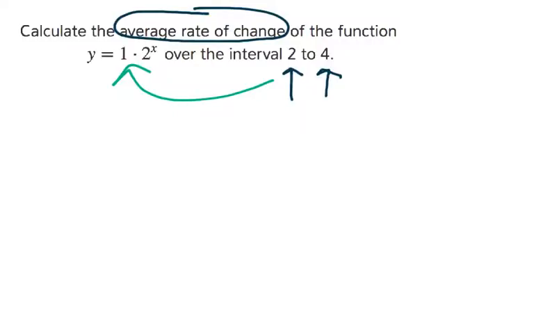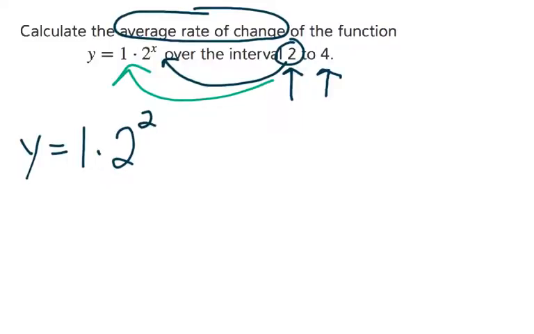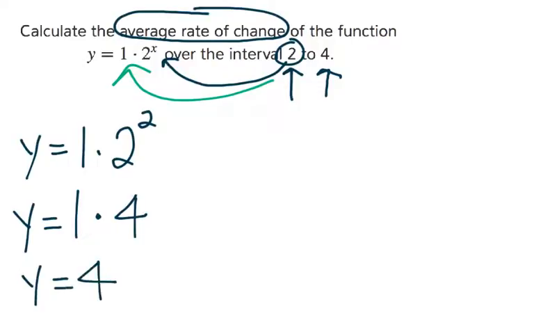Let's get started. We have a 2, and so let's plug that in here. Y equals 1 times 2 to the power of x. In this case, 2 is being substituted in for that x. So I'm putting in a 2 up here. 2 to the power of 2 gives you y equals 1 times 4. 2 squared is just 4, and that means y equals 4. Okay, so that's our first y value.